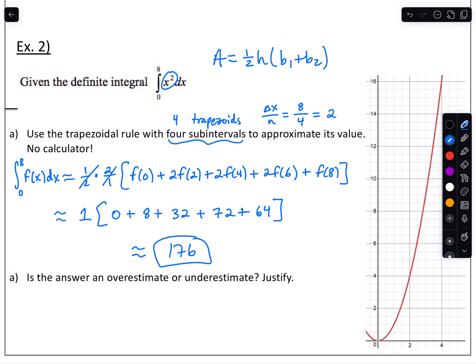Is the answer an overestimate or an underestimate? Let's go ahead and draw a picture. So we know that the first trapezoid we're doing was from 0 to 2. So then 0 kind of has like a starting point, and then to 2. To draw a trapezoid, just extend a line from one to the other. And hopefully you agree, just by even looking at the first trapezoid, I can see that it appears to be an over approximation. So then what about if I go from 2 to 4?